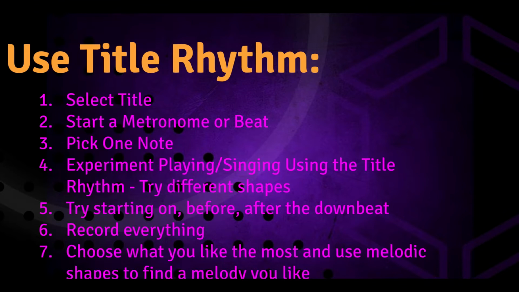And then you should experiment playing and singing using the title, trying different rhythms and trying different melodic shapes. And also try starting on, before, or after the downbeat. See what sounds the best to the title and what resonates with you the most. And one of the things to remember here is make sure you record everything so you can pick the parts that you like best. And once you choose what you like the most, you can use some of the melodic shapes and find a melody that you actually like to use within your song.